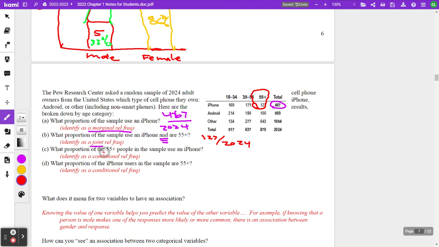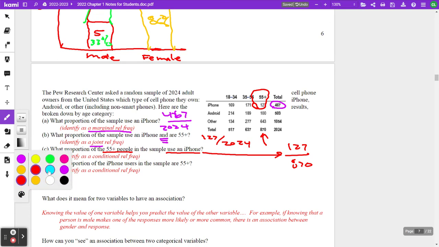What proportion of 55-year-old people in the sample use an iPhone? We want 55 first. So we want this column, because it's telling us what proportion of 55-year-old people. So we couldn't care less about 18 to 34 or 35 to 54. And so our fraction is going to be the iPhone users, 127 out of 870. That's our conditional.